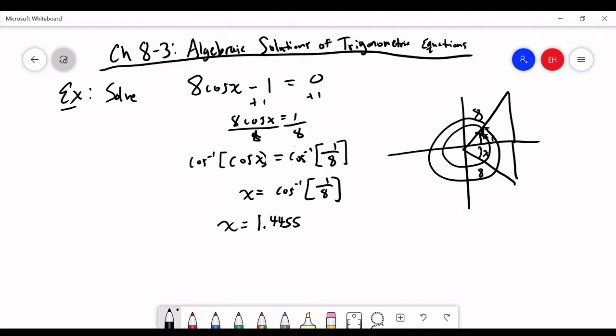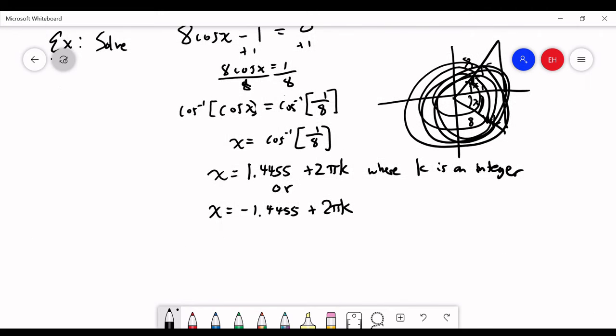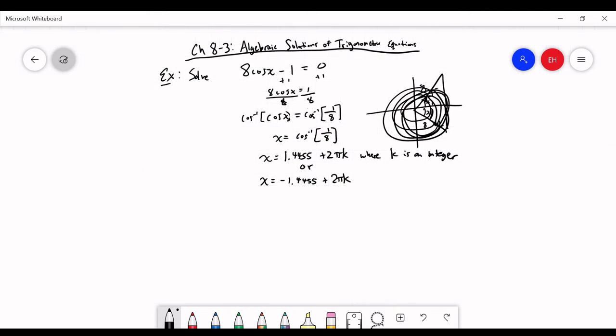it's 1.4455 radians. But remember, every 2 pi rotation gives us another answer, so we add 2 pi k, where k is an integer, to represent 1, 2, 3, 4, 5 and so on rotations of 2 pi or 360 degrees. The other answer is going to be the negative version of it, because that would be the one in quadrant 4, so it's negative 1.4455 radians, and then you can add rotations of 2 pi to get the other answers. Okay, so that is the first one.